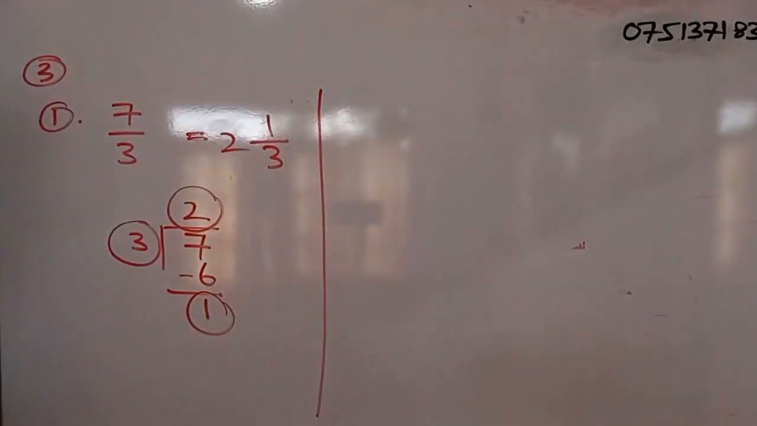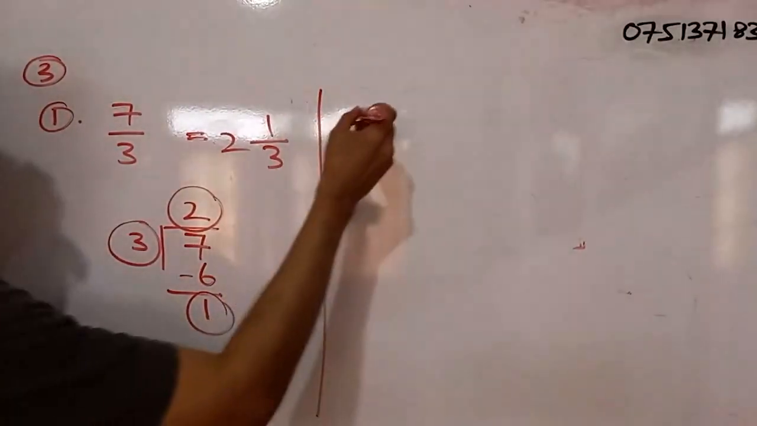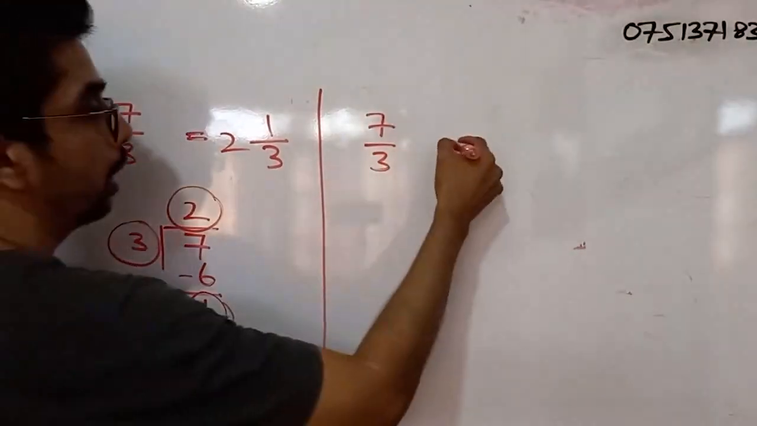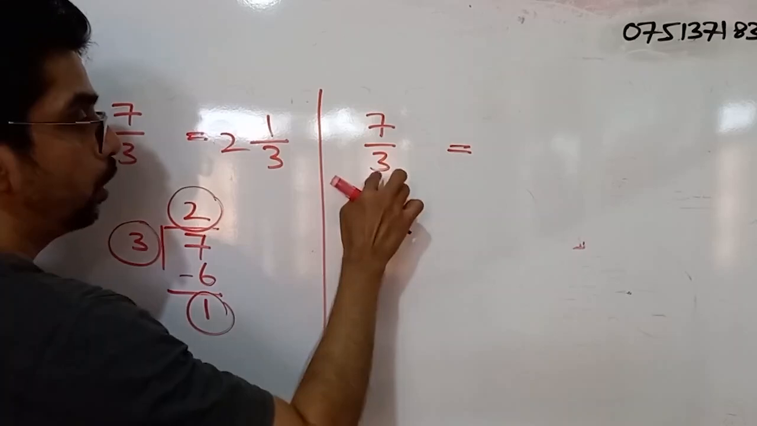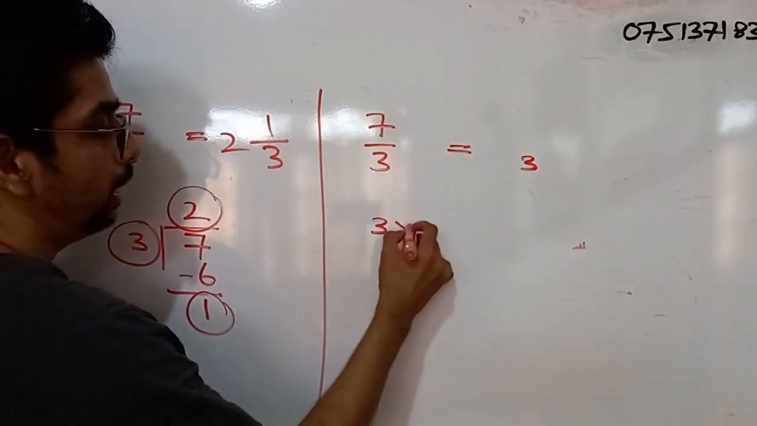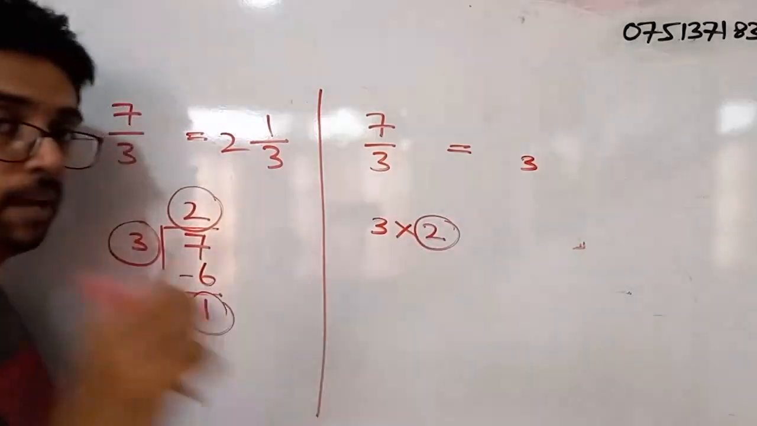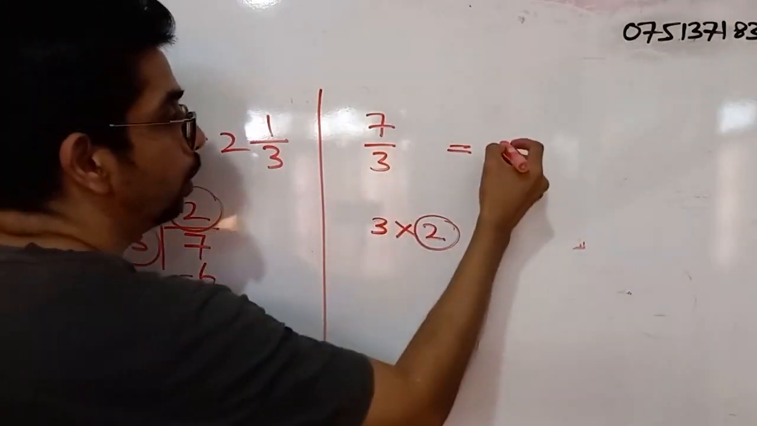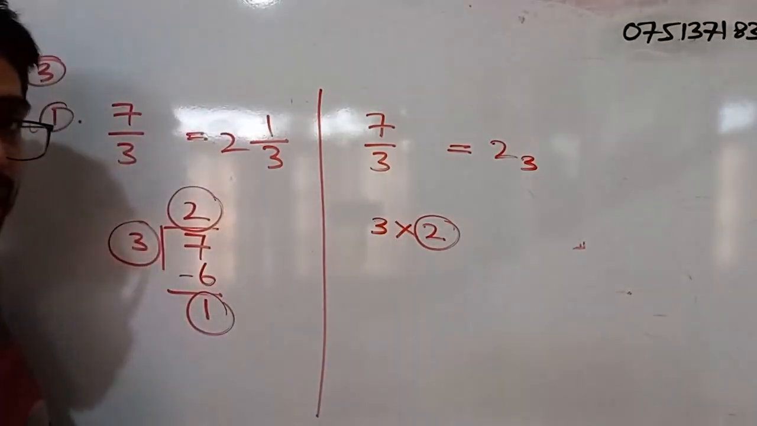Right. So what will be the other method? If we take 7 by 3, we know the denominator will be the same. And we know 3 times 2, that will be what? 6. Right? So this 2 becomes a whole number part.